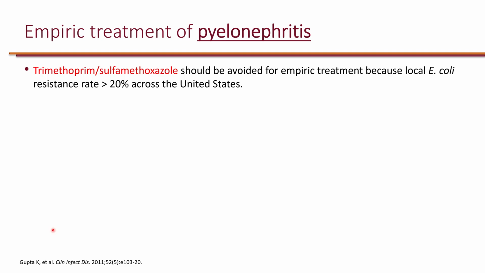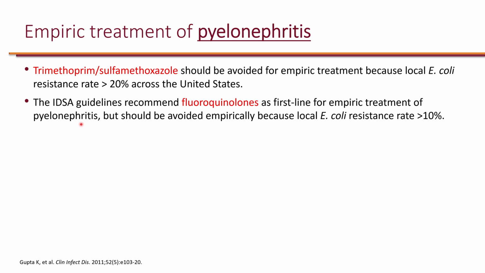Now, when it comes to treatment of pyelonephritis, again, the same issue with trimsulfa because the rate of resistance is more than 20% across the US. Empirically, it should not be used. However, in pyelonephritis, there will always be a urine culture. So if the urine culture results come back and it's susceptible to trimsulfa, only then it is okay to use trimsulfa. But empirically, before the urine culture results are back, it should not be used if other options are available.